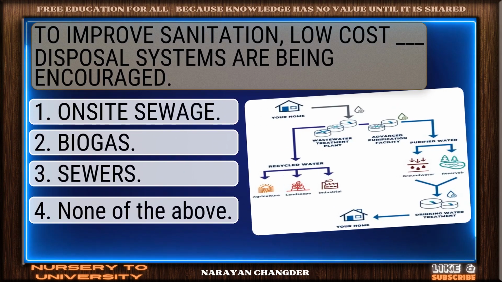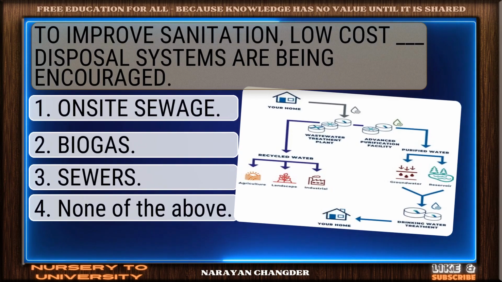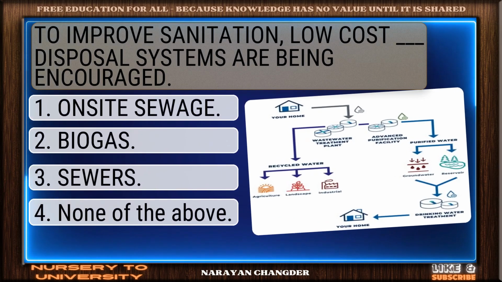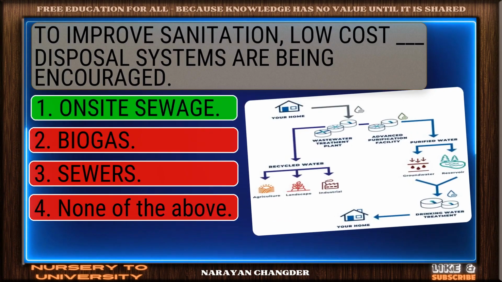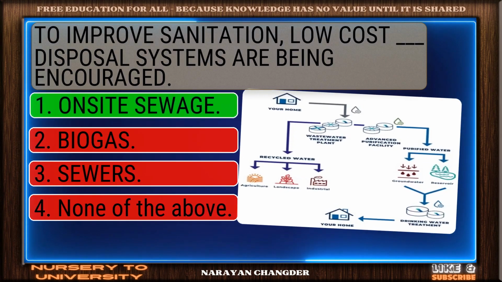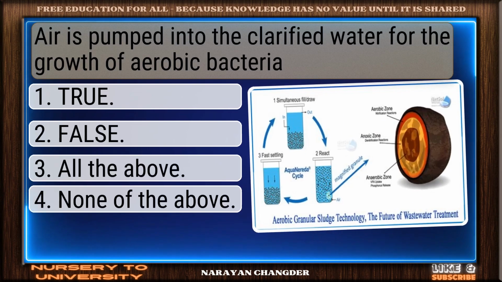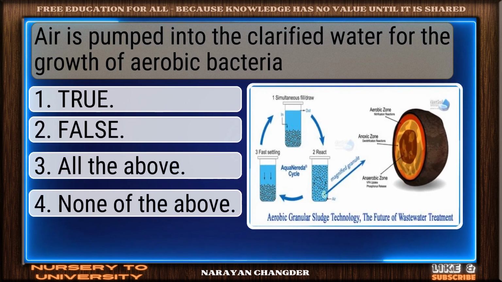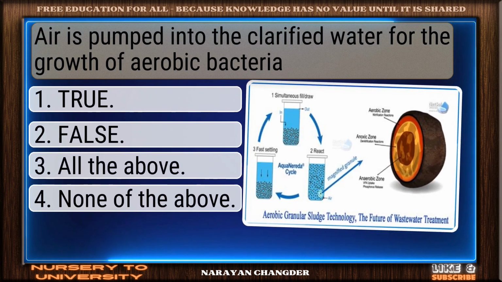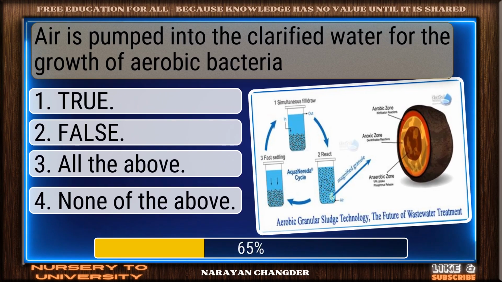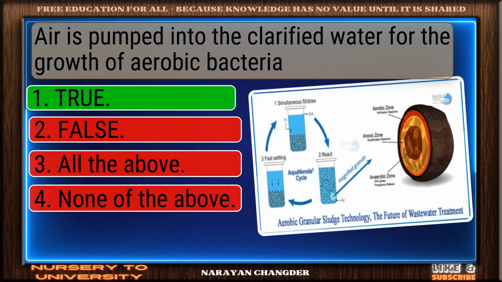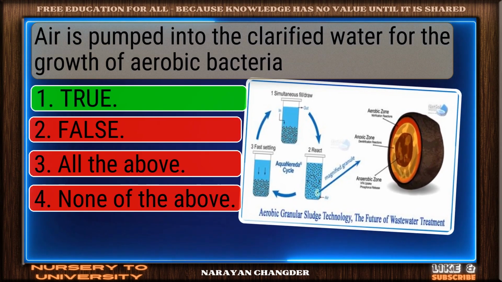Question number 34. To improve sanitation, low-cost disposal systems are being encouraged. Great thinking. On-site sewage is the right choice. Question number 35. Air is pumped into the clarified water for the growth of aerobic bacteria. Solid response. True is a valid choice.